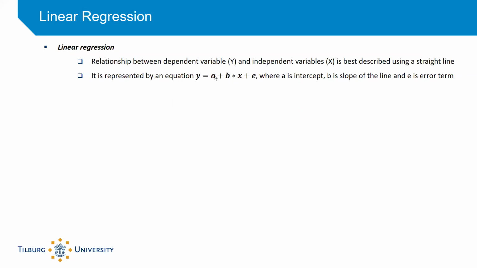A is something known as an intercept. B is referred to as the slope of the line. X is our independent variable, and E is a new term that comes about in regression analysis, and it is called the error term or the residual term.